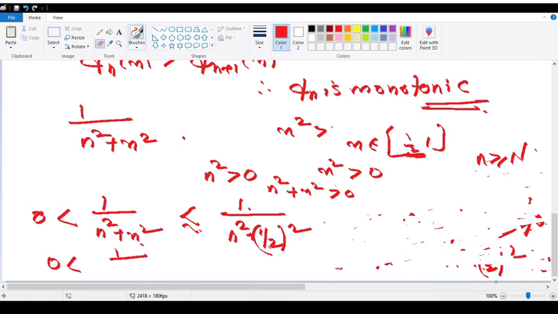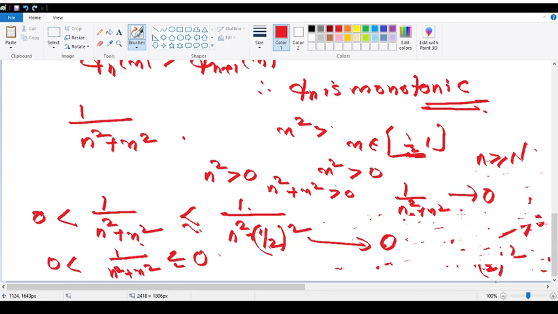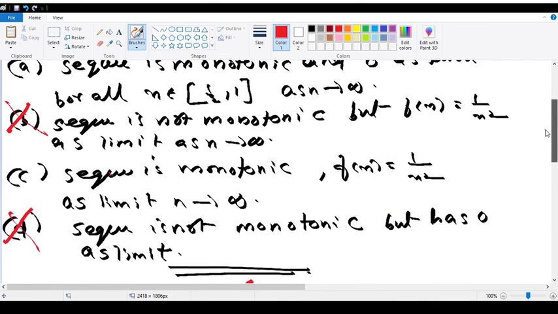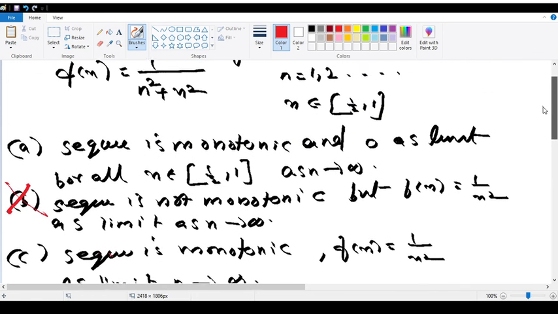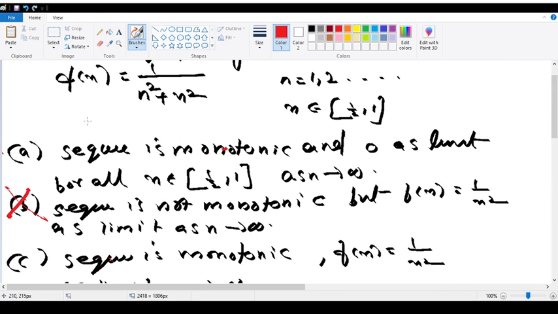So as n tends to infinity, this term converges to 0. So 0 is less than or equal to 1 by n square plus x square, which is less than or equal to 0. So by the Squeeze theorem, we can conclude 1 by n square plus x square converges to 0. Clear? So the sequence is monotonic and converges to 0. Which option is right? Sequence is monotonic and 0 is the limit. The first option is right.